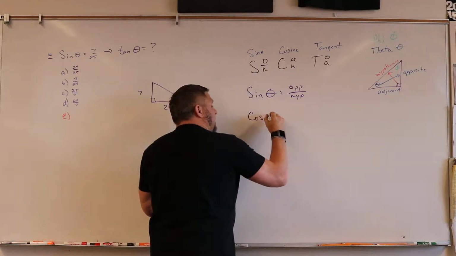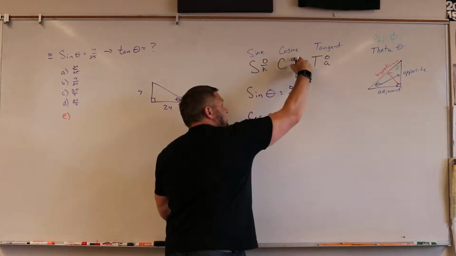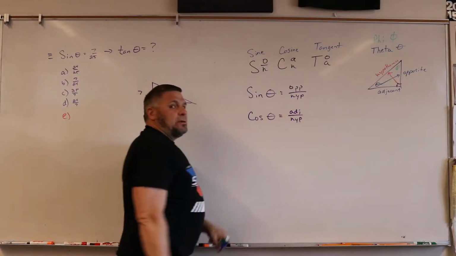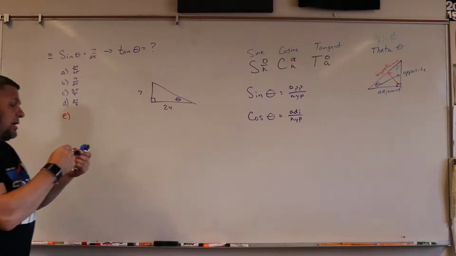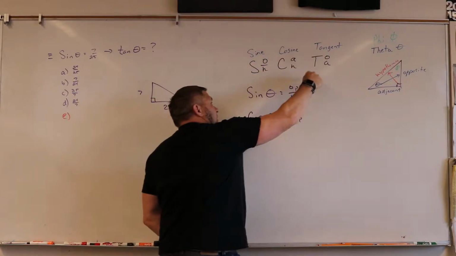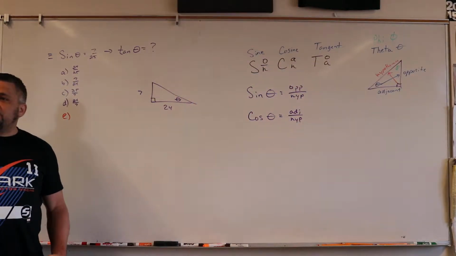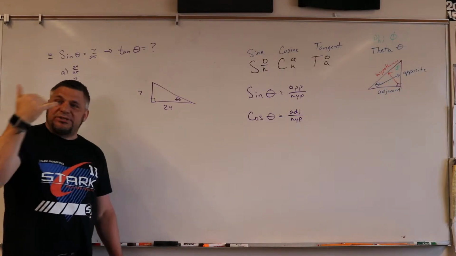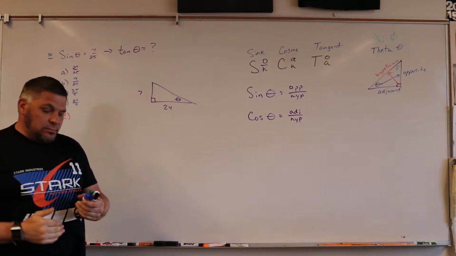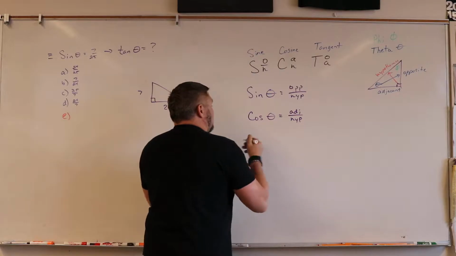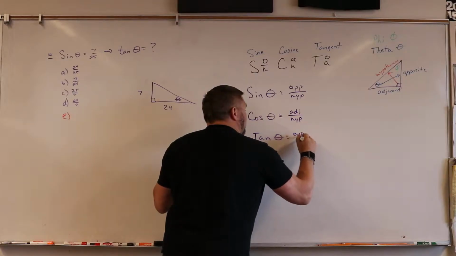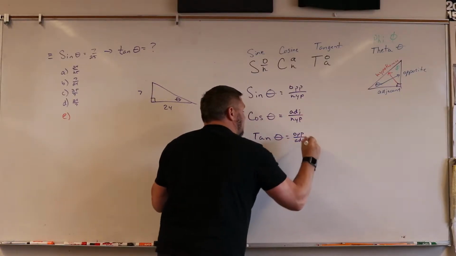Okay, so cosine theta is equal to adjacent over hypotenuse. Alright? And then TOA. TOA lets me know that it's opposite over adjacent. So tangent, the way you'll see that on your calculator is tan. And that's opposite over adjacent.